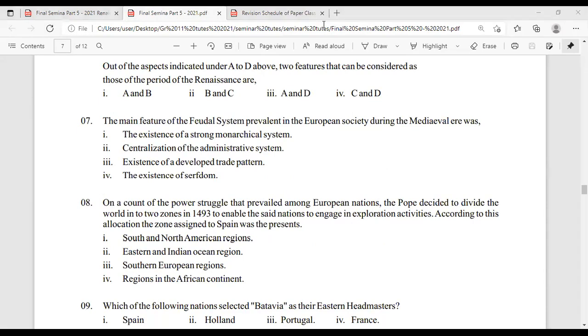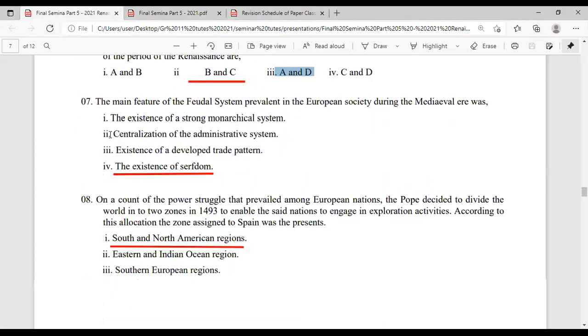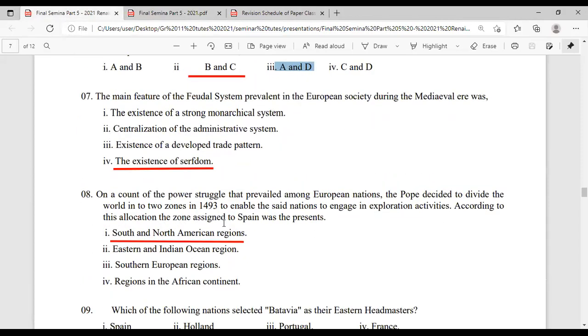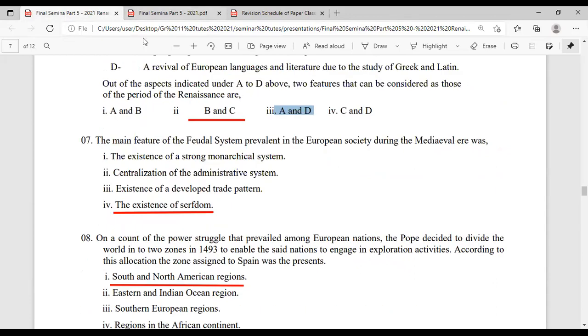Okay, okay, when you are sending the correct answer. What is the zone? South and North American regions. That's why the Spanish went to South and North American regions.